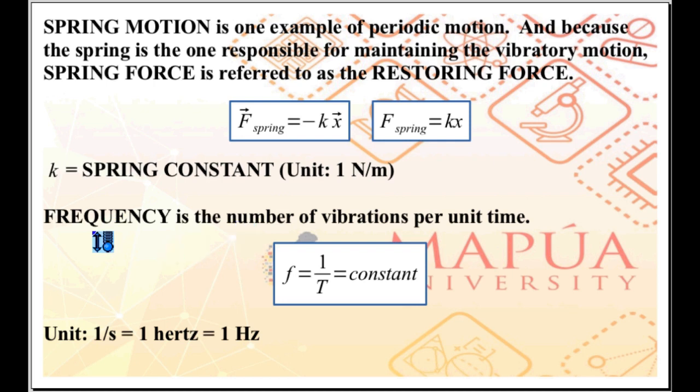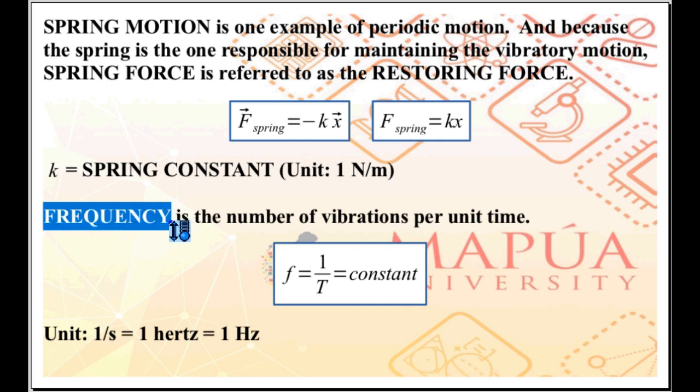And the unit for frequency is hertz. It has its own unit, hertz, Hz, instead of per second. So 5 vibrations per second, that's 5 hertz.